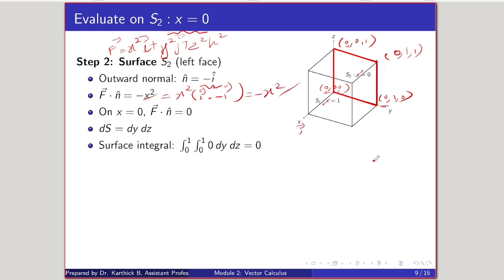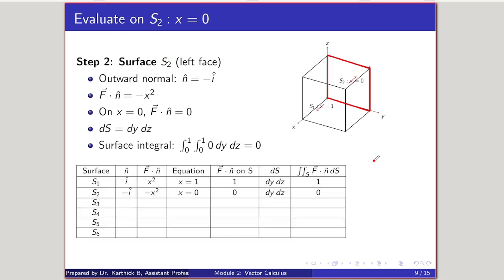Then what about the equation of the surface? x equal to 0. Just substitute x equal to 0. So here it is x square. If I substitute x equal to 0, it becomes 0. What about the variables? See here, this is the y axis. So y varies from 0 to 1. If you see the z axis, other than x, the remaining are all variables. So the z axis is 0 to 1. For both of the values, I am getting 0. Then how do you fill this column? n cap will be minus i vector. Then for F dot n cap, it will be minus x square.